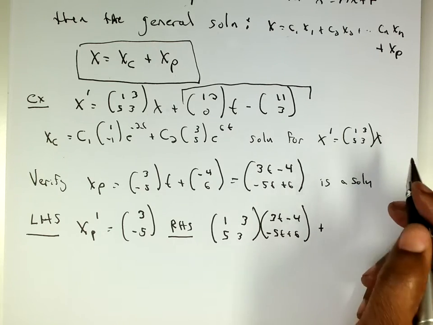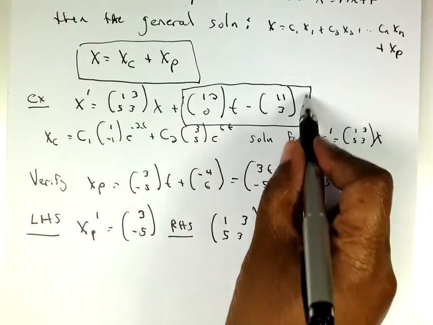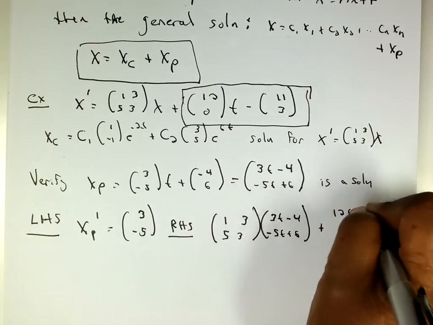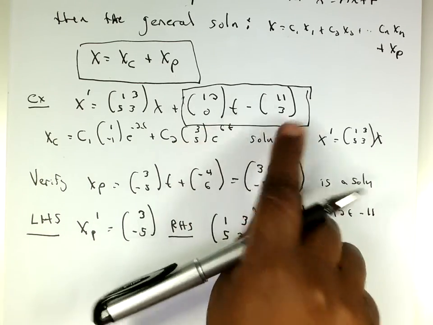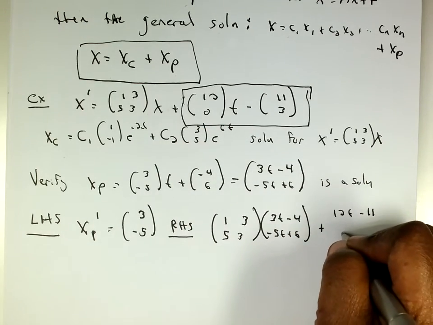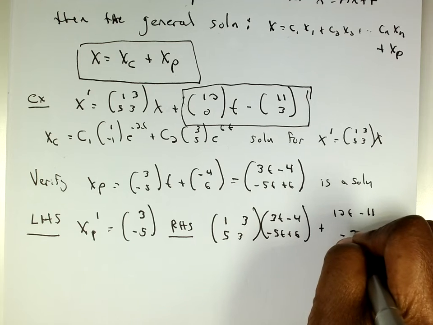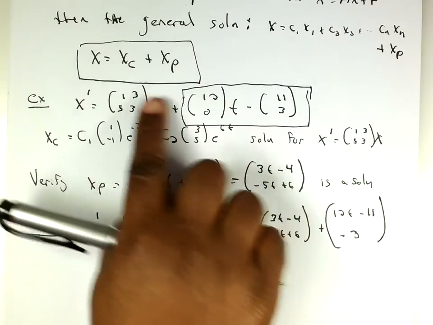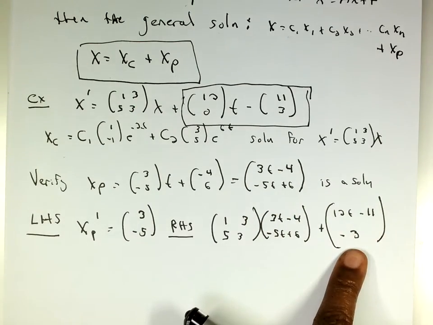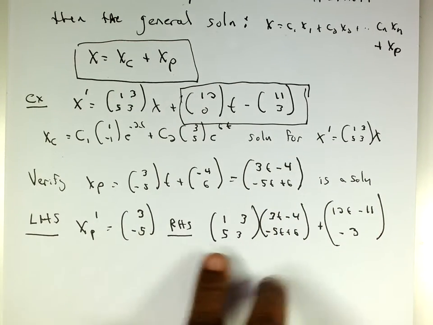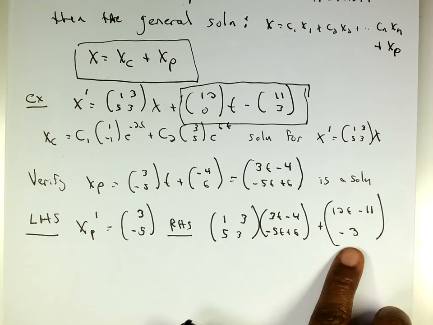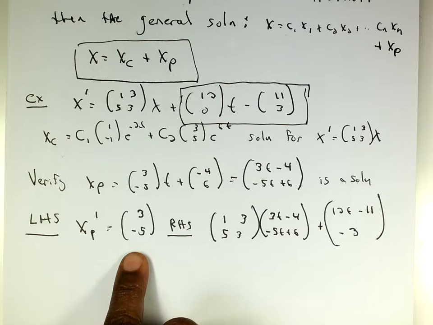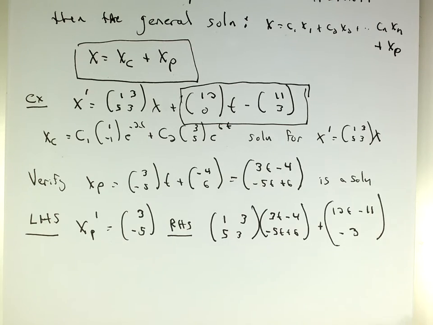Where is it? Oh, this, sorry. 12t minus 11. And then 0t minus 3. So that's that extra piece that we have to add in there. And when I'm done, I have to multiply this together first, then add it to that. And when I'm done, it should simplify to the left-hand side and combine to just 3 negative 5.